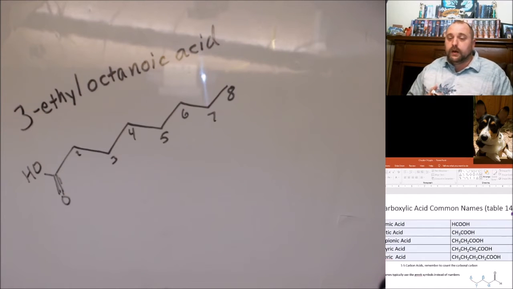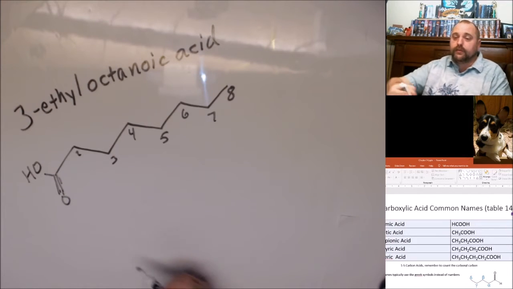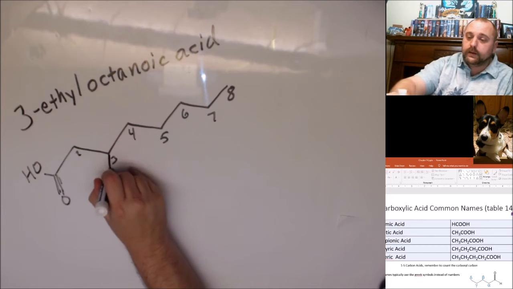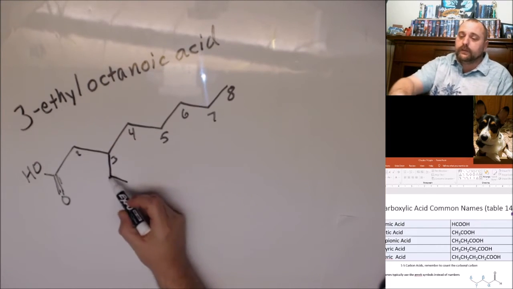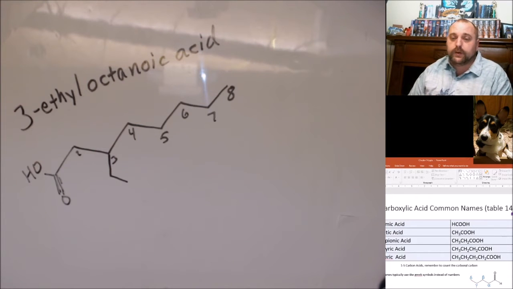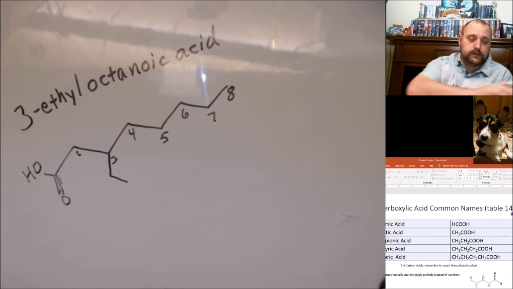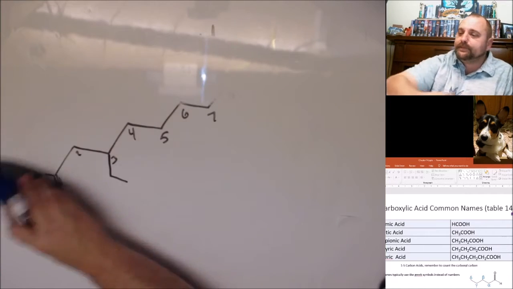Alright, and so at 3, I needed an ethyl group, 2 carbons. So 1, 2, attached at carbon number 3. So that's not too difficult. Let's do another one.